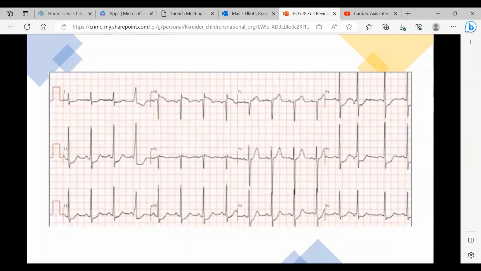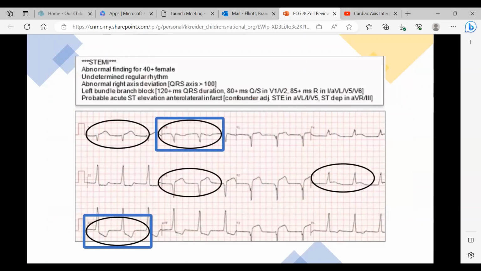So you see the bunny ears, right? No, I see the bunny ears. Okay. It's not so much the bunny ears themselves go down, but the very first deflection off the isoelectric line is down. So instead of going up, it goes down. If it goes down instead of up, probably a bundle branch block.